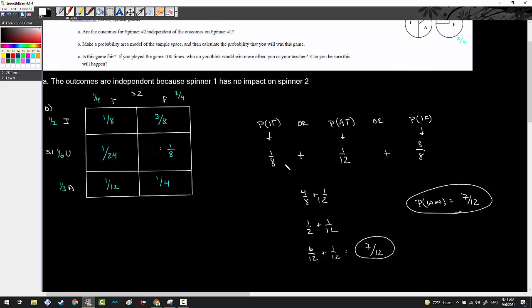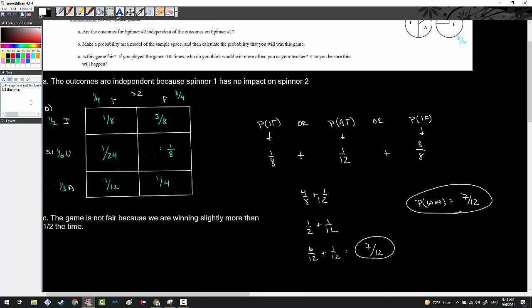So now question C is going to ask you, is the game fair? If you played 100 times, who would win more often, you or your teacher? And so from here in question C, we can answer the question. Now check it out. The probability of you winning is over half, okay? And so even though we might think that's fair because it makes us feel good because we're winning more than half the time, that is actually the definition of unfair. So we can say the game is not fair because we are winning slightly more than half the time.